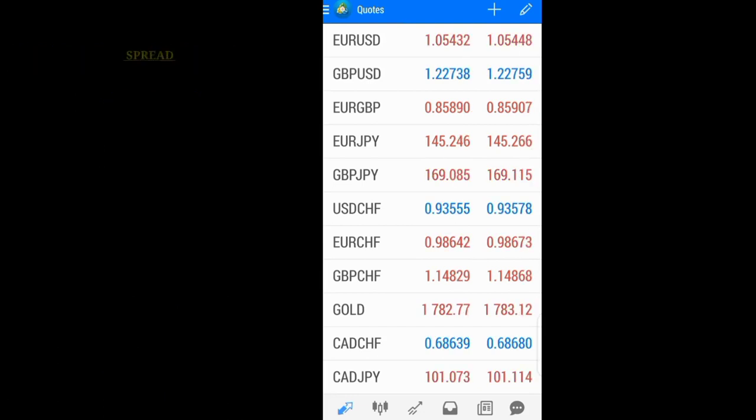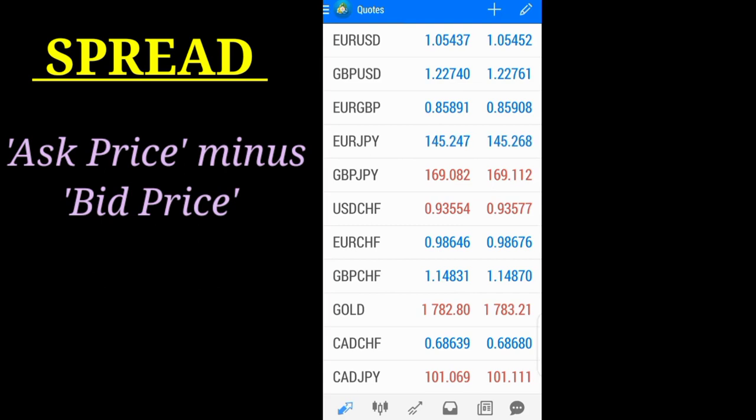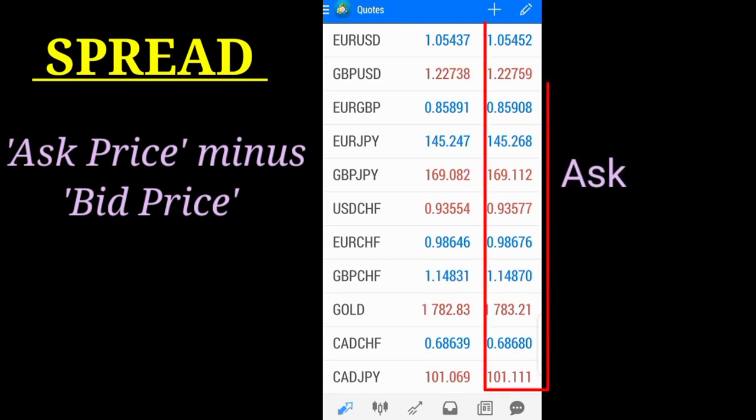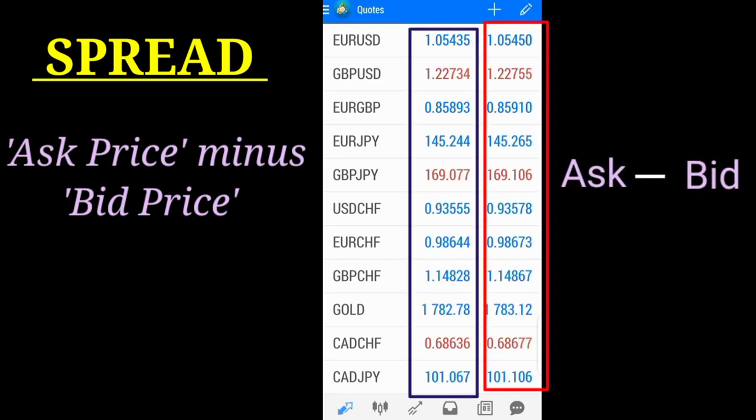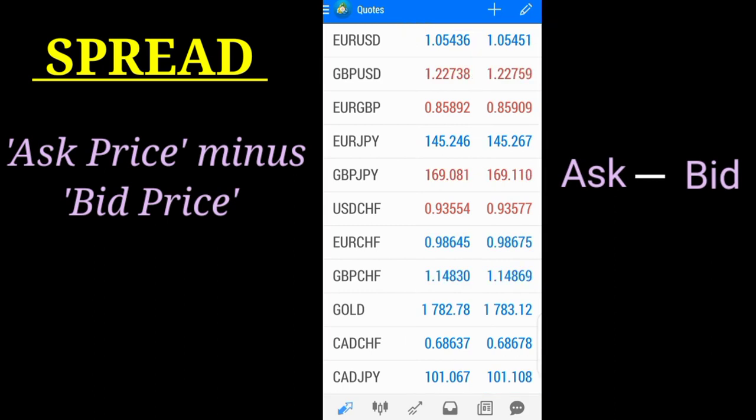So next, let's talk about the spread. The spread is the difference between the ask price of any quote and the bid price. So the difference between this ask and the bid is what we call the spread, and that is the amount you pay to the broker whenever you place a trade. Most of the time, whenever you place a trade, you will just see a negative value. That is the cost of your transaction whenever you place a trade.